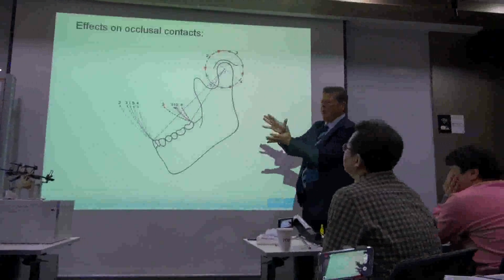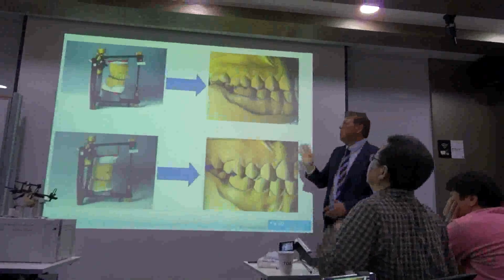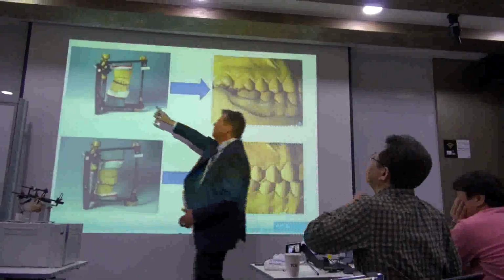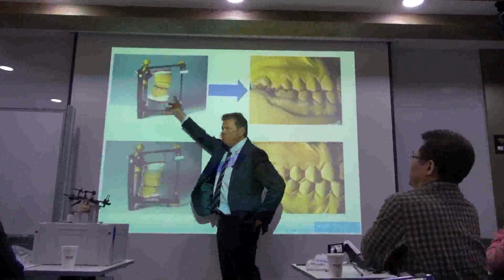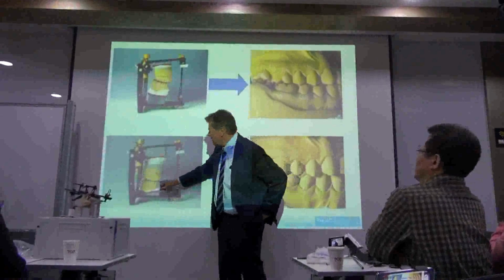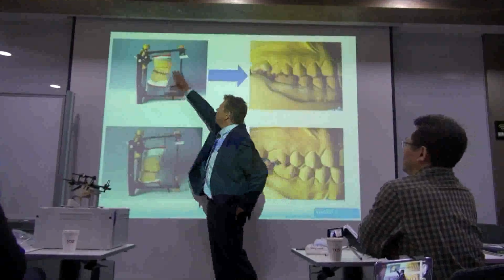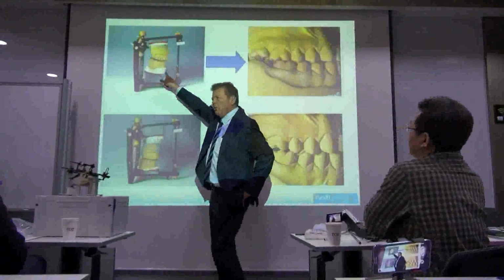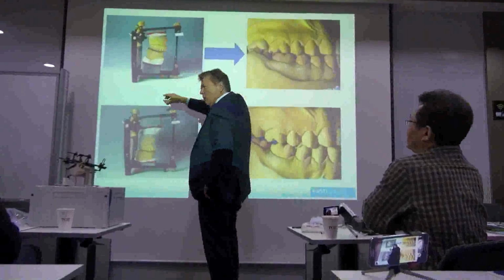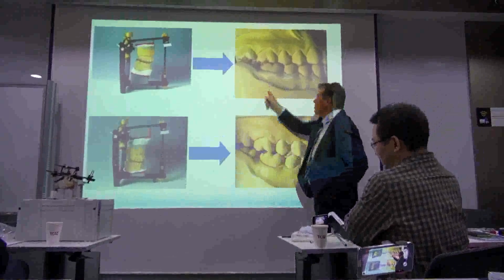Okay? Whenever you have rotation, watch the next picture, which is an extreme example. This is the same casts here and here, the same casts, and it's the same centric plate, but it's on a different position in the articulator. And now, watch, now we take out the centric plate and look at the result, the different positions.